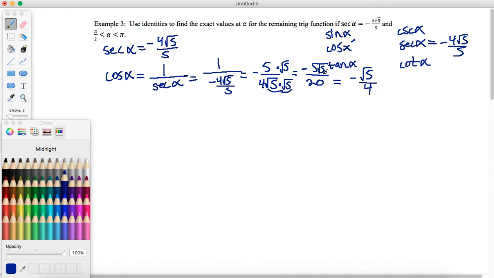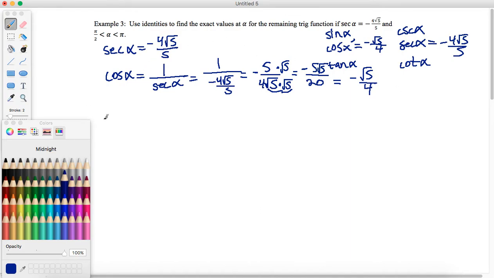Okay, so cosine of alpha equals negative square root of 5 over 4. So I've got this one. Okay, now I need to find some others. And there's multiple ways that you can do this. This is what I'm going to do. I'm going to find sine next.